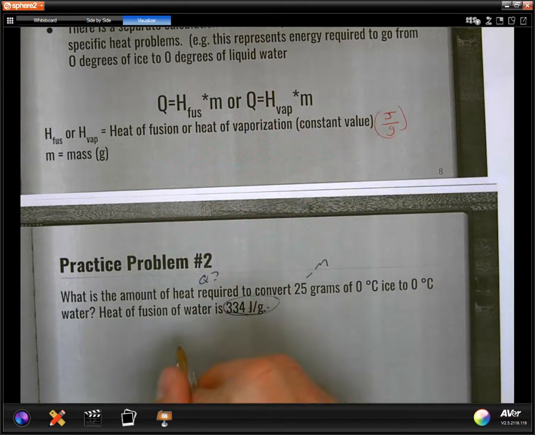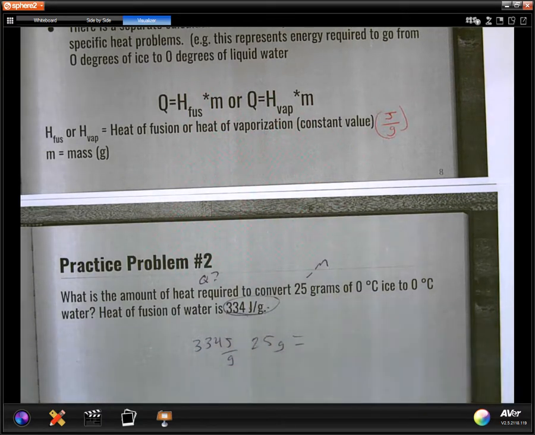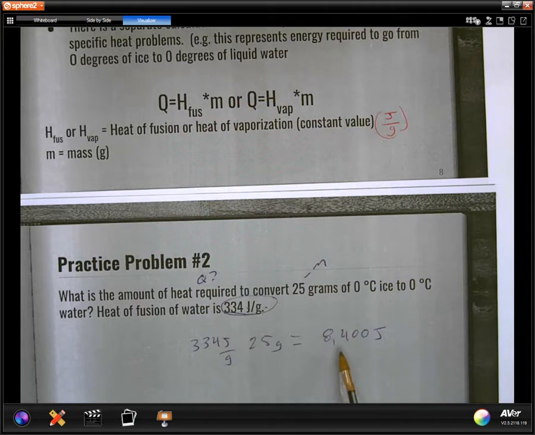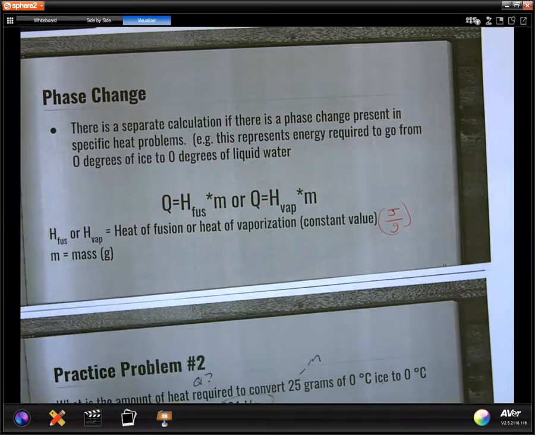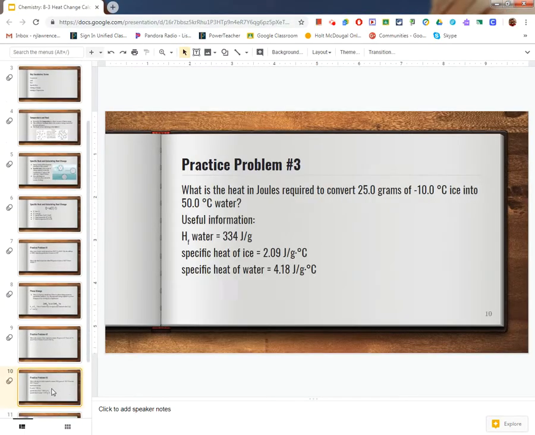So, simple equation here: you just take your 334 joules per gram times your mass, 25 grams. And when you do that, it quite simply comes out to 8,400 joules. So for me to convert ice to water, to go from solid to liquid, I need this much energy. Key idea here: simple equation, but just understand what we're doing. Here we're doing a phase change. So again, this is all about doing a phase change. And why I'm trying to point this out is because on the next type of problem, we're actually going to apply both equations.